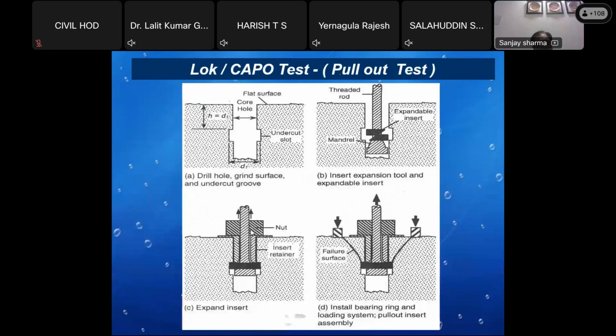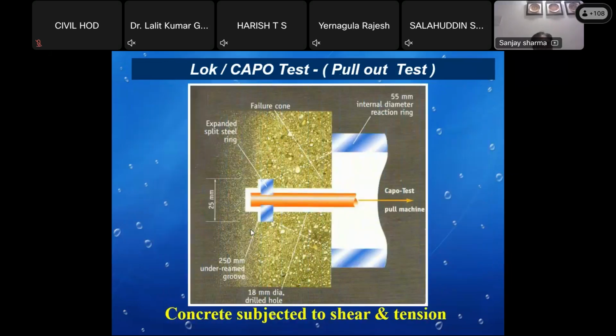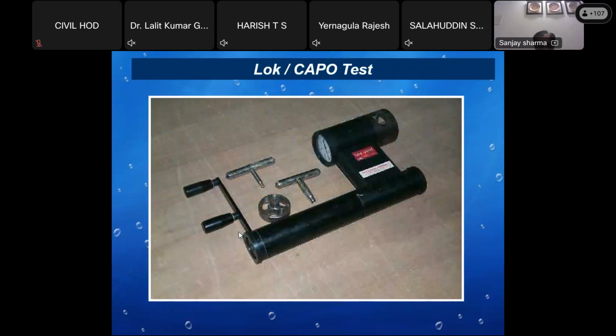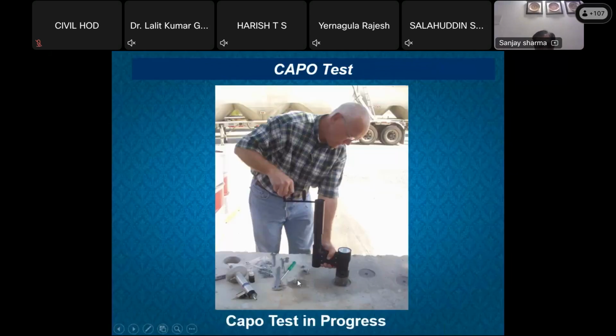And then this is another test, which is the pull-out test, which we call the CAPO test also. Basically, what we do here is again a sort of in situ system in which we apply a force to pull out the concrete. We have a disk attached there. This disk is fixed in this particular system, then it is placed on this, and with the help of this we pull it up, and the force to pull it up is recorded here, and that is correlated with the strength.